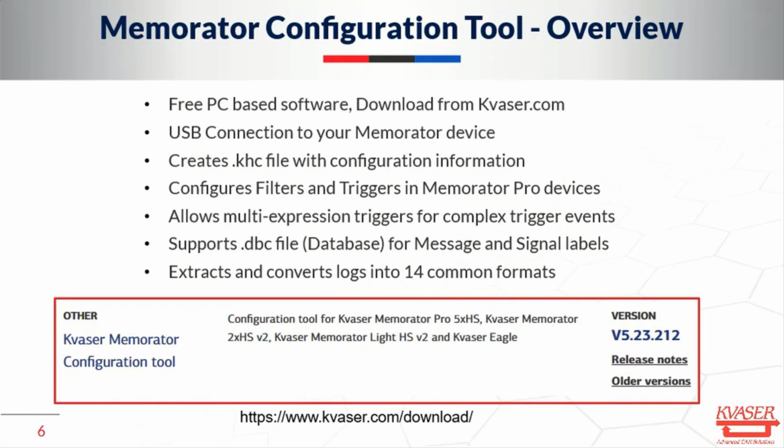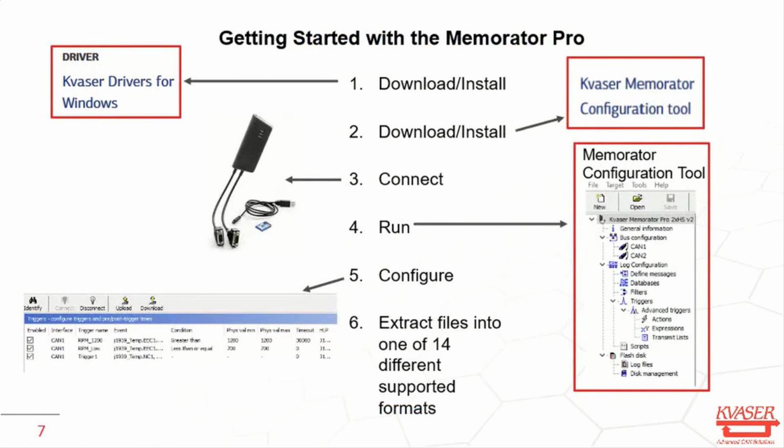So a quick abbreviation of the process of using the Memorator in general. You would download and install Kvaser drivers for Windows, assuming you were using a Windows device. You would download and install Kvaser Memorator configuration tools, the software I'm training on here now. You would connect your Memorator through a USB port to the PC. You would run Memorator configuration tools, and that's on the lower right. You see a screenshot of the primary window you see running Memorator configuration tools for a 2-channel Memorator.